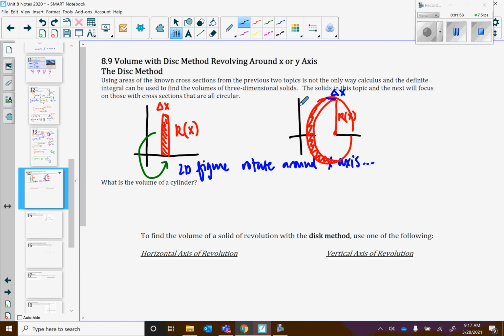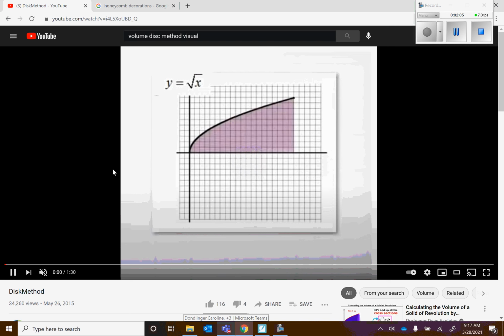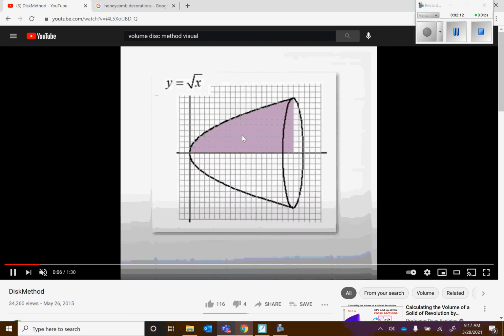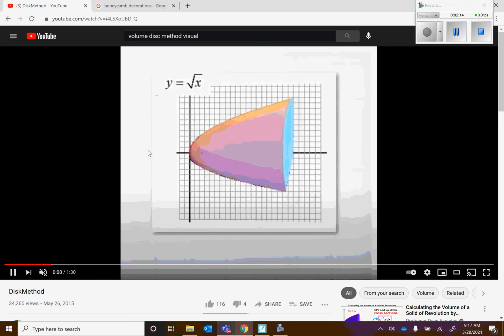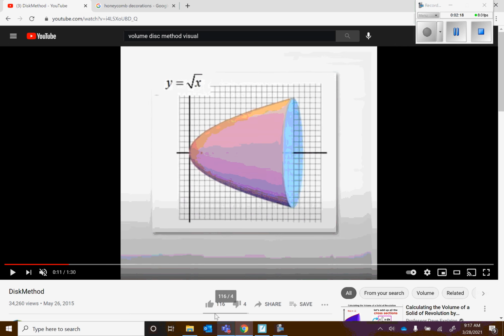Think about this logically. If we find the area of this circle and then add up a lot of these areas, we're going to be finding volume again. Let me show you one other quick video. So here's just the curve, y equals the square root of x. If we rotate it along that x-axis, we follow this pattern and we see this three-dimensional figure. It is going to be something we are finding the volume of. That is what we are doing in this section.